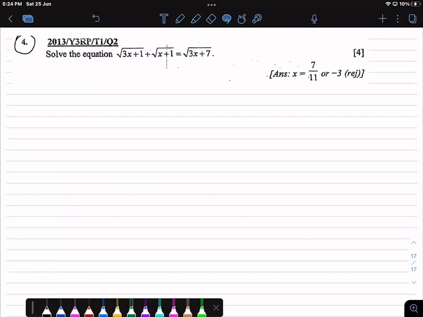Okay, solve the equation. Do you want to try on your own or should I go through? Okay, you should try first. Or you tell me what to write, then I write for you. Square both sides.